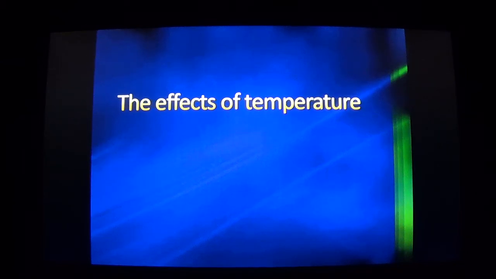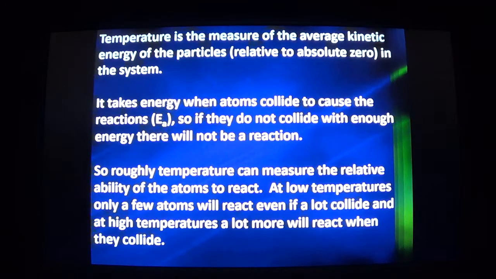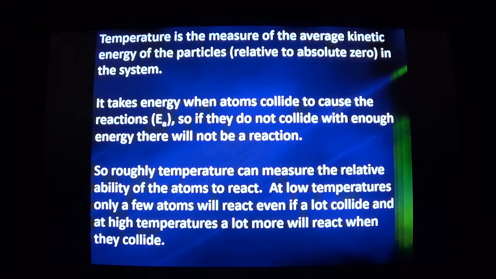Welcome back to our AP Chemistry Chapter 14 notes on kinetics. We're going to look in this section about the effects of temperature on the rate of reactions. So let's be sure we have a clear definition of temperature. It is a measure of the average kinetic energy of the particles of whatever we're measuring the temperature of.